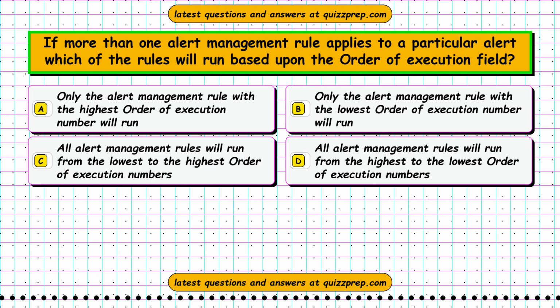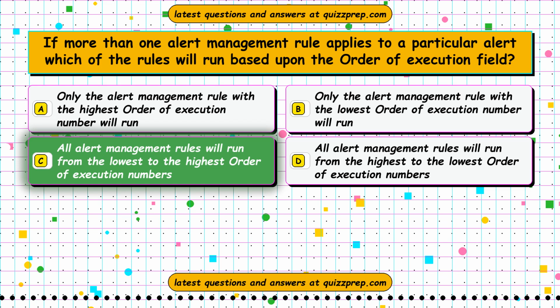Question 49. If more than one alert management rule applies to a particular alert, which of the rules will run based upon the order of execution field? Option A. Only the alert management rule with the highest order of execution number will run. Option B. Only the alert management rule with the lowest order of execution number will run. Option C. All alert management rules will run from the lowest to the highest order of execution numbers. Option D. All alert management rules will run from the highest to the lowest order of execution numbers.